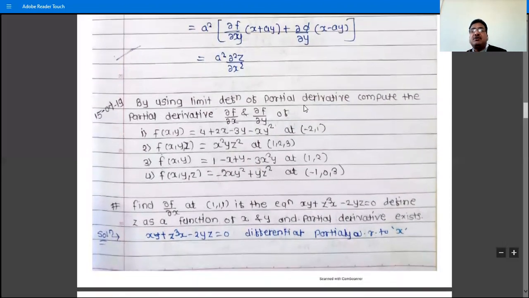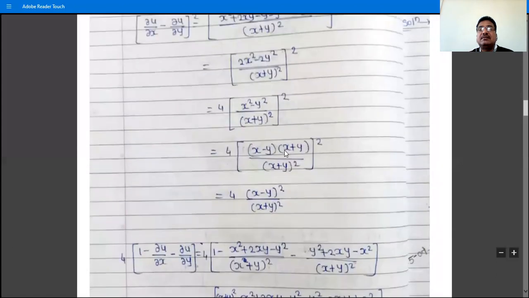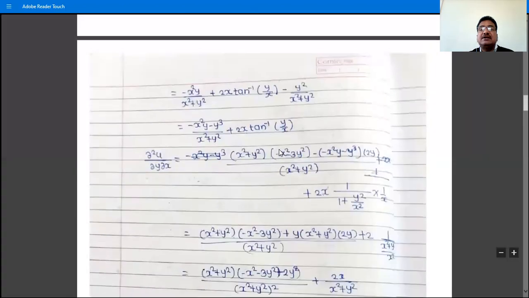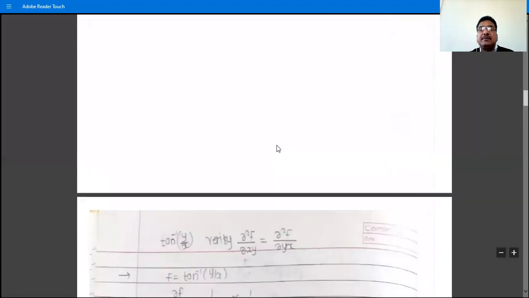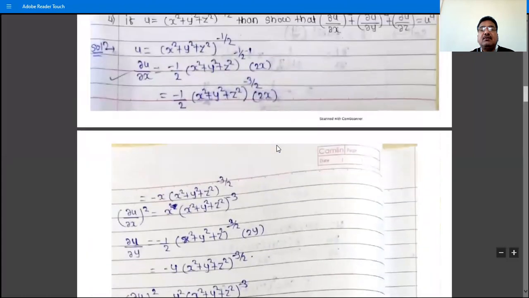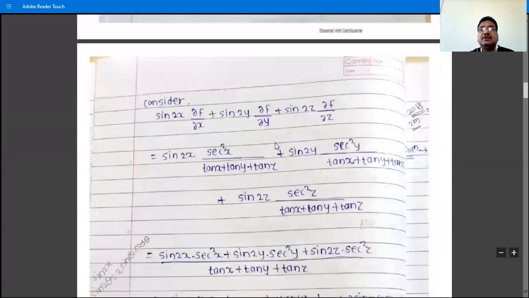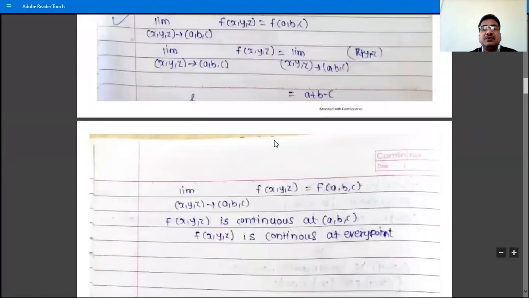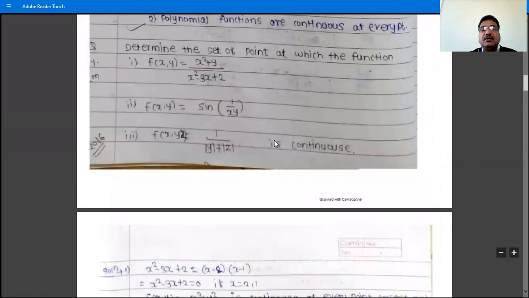By using the definition of partial derivative, compute the partial derivatives ∂/∂x and ∂/∂y. The functions are given at minus 2, 1, and at 1, 2, 3. These problems were already solved in the previous lecture, so solve these problems by using the definition. These are the problems of partial derivative using definition.